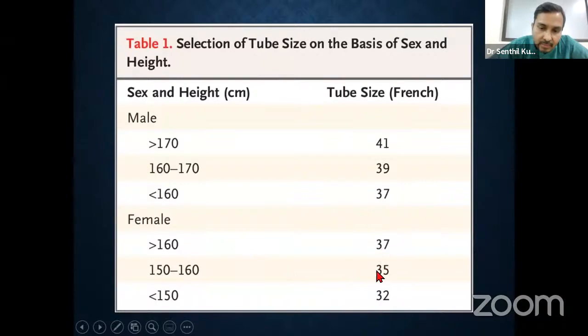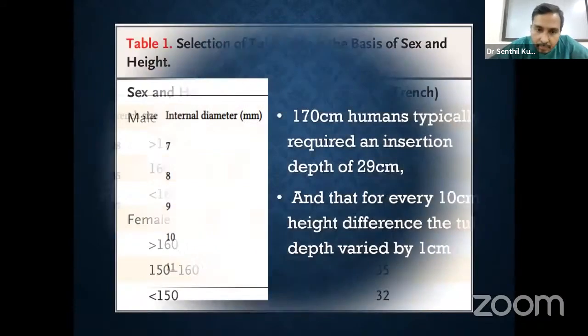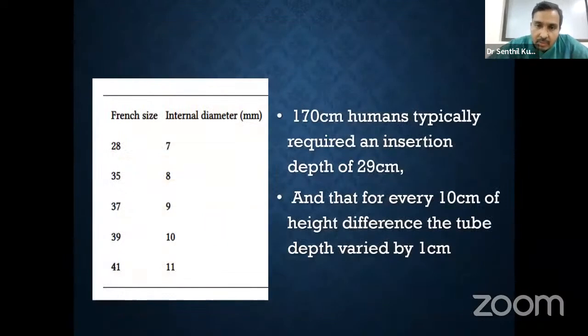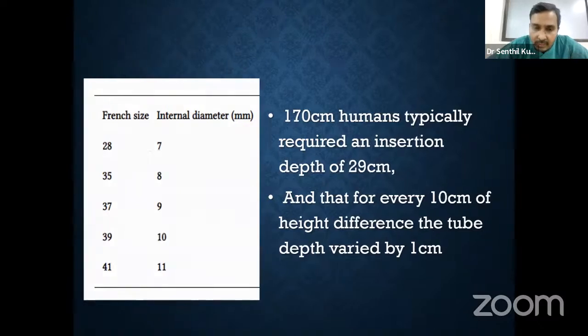Whereas in female patients, we always prefer 35 or 37 based on the height, whether it is less than 160 or more than 160. The other thing is depth. There is a difference, but it is not of much importance because we are going to identify whether both lungs are separated, and then we can fix it like that.